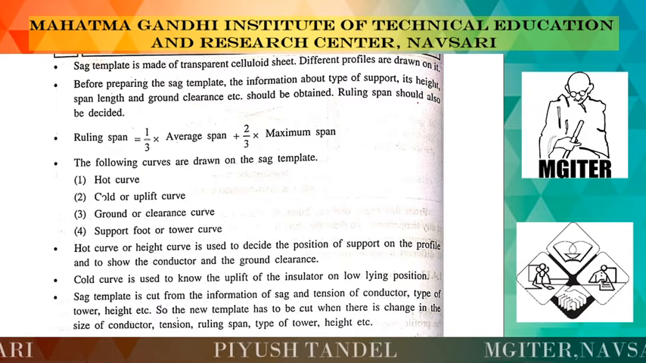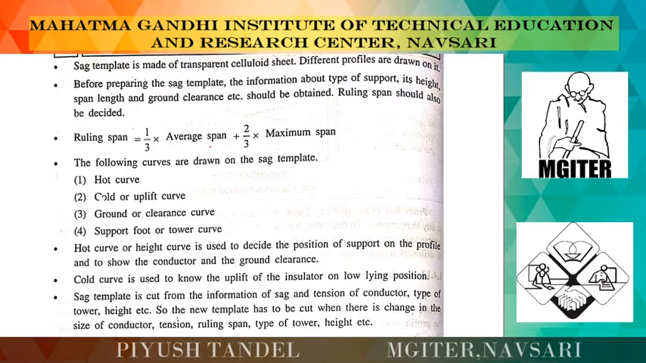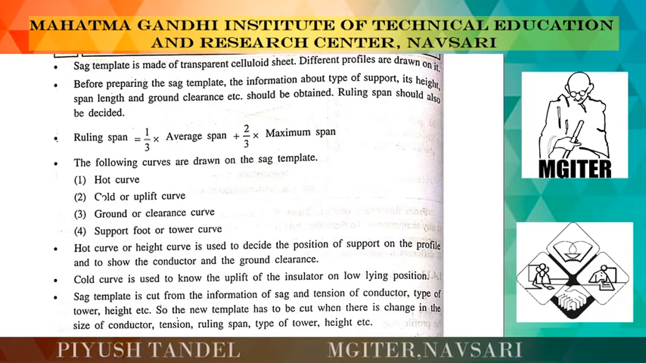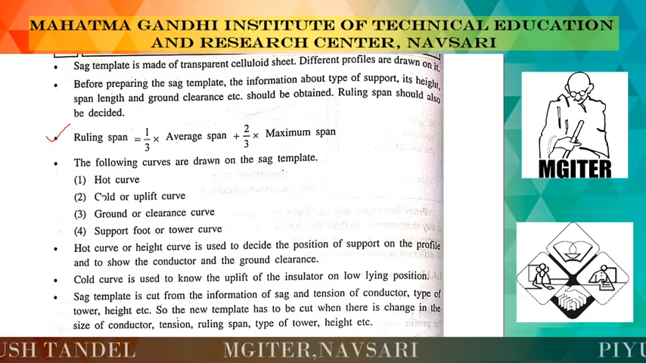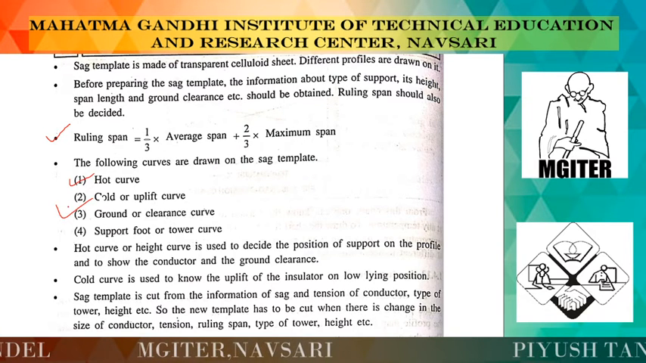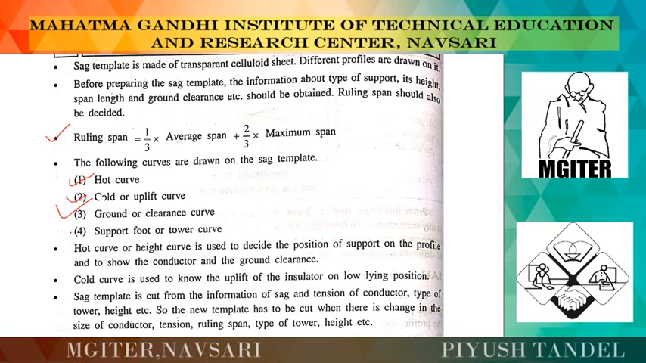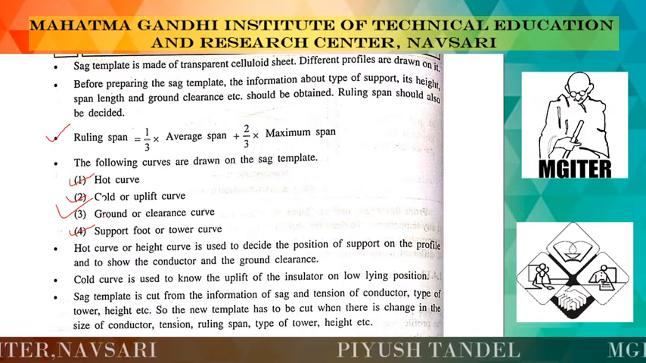The ruling span should also be decided. The ruling span is equal to 1/3 average span plus 2/3 maximum span. This is the equation of the ruling span. Now the following curves are drawn on the sag template: the hot curve, the cold curve or uplift curve, then the ground clearance curve and the support foot of the tower curve. So these four are drawn on the sag template.